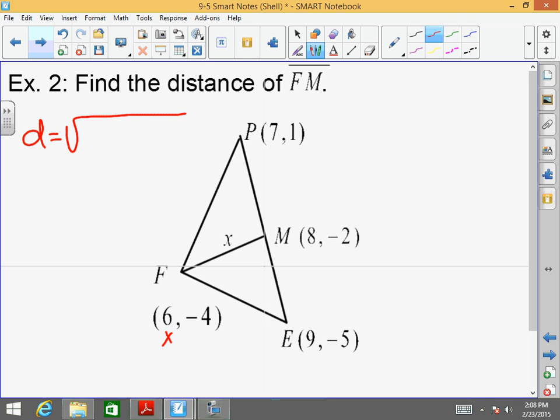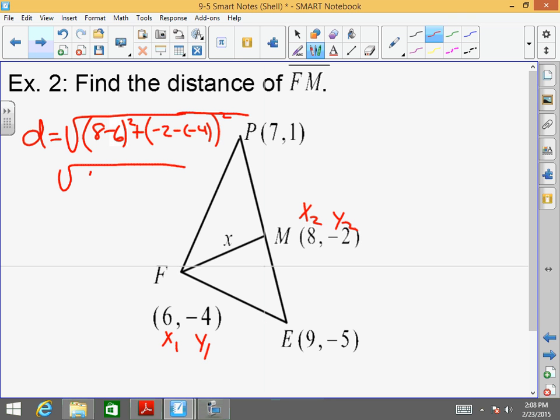Label, label, label. X1, Y1, X2, Y2. So X2 minus X1 squared plus Y2 minus Y1 squared. So this is the square root of 2 squared, which is 4, plus negative 2 plus 4 is 2. 2 squared is 4. So that's the square root of 8. Remember that 8 breaks down into 4 times 2. Square root of 4 is 2. Square root of 2 equals my x, or FM.